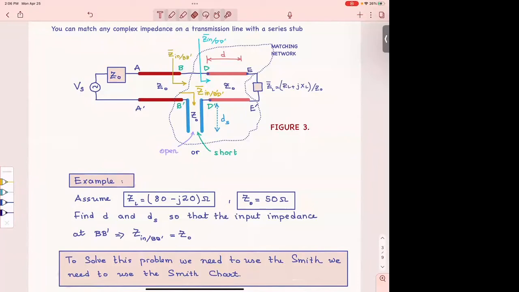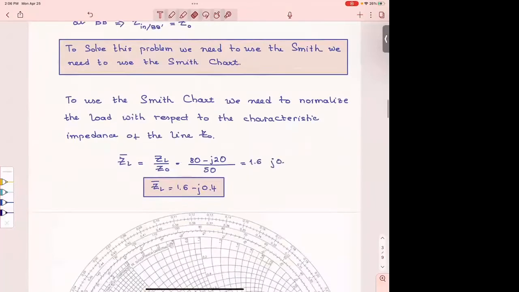And then after we find out where we are gonna place the stub, we have to find out what the length of the stub is, and also if it's a short or an open, because either one of those can give you a solution. And how are you gonna select open or short? You're gonna select the one that has the shortest length. You do not use extra lengths unless they've asked you to do that. Ideally in a design, you go for the smallest size. All right, so now let's do what I said.